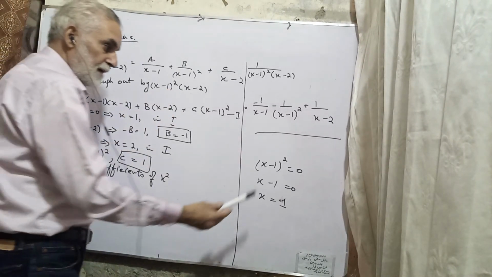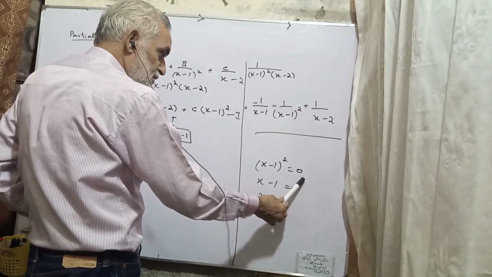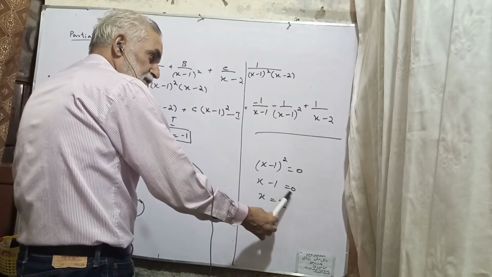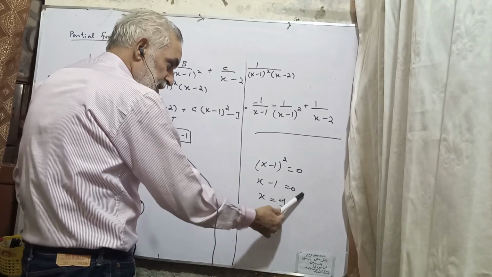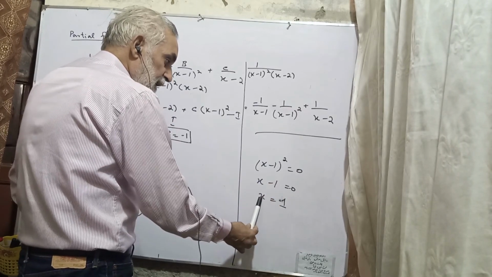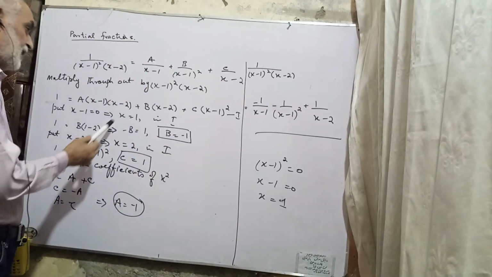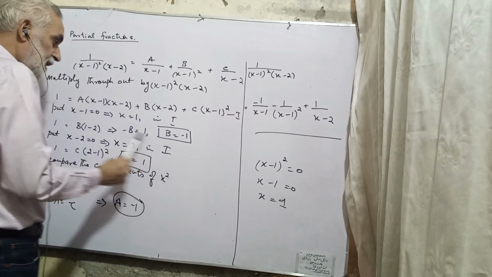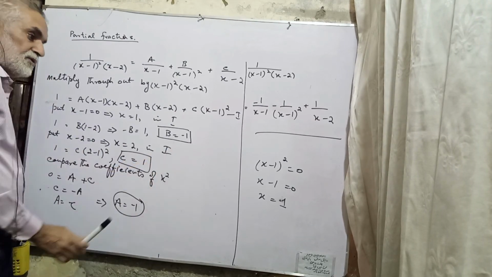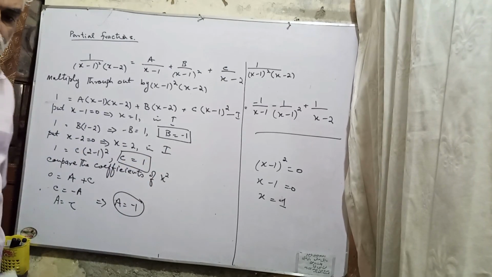One of my students asked me that if we put (x minus 1) square equal to 0, what will happen? (x minus 1) square equals 0 means x minus 1 equals 0. If we take the square root, we have x minus 1, and on the right hand side we have only 0. So x equals 1, the same value which is 1. So if we put this x equals 1, we get the same value of B. So we don't put the squares equal to 0.